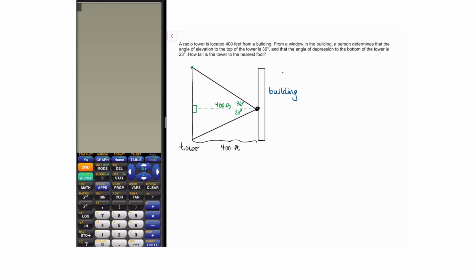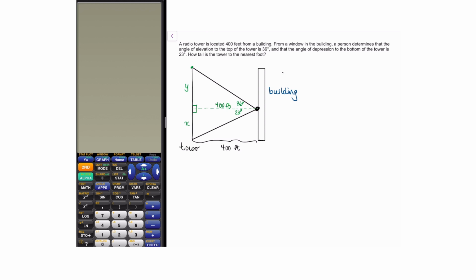Now, if I call this side x and I call this side y, I can find x and y separately, knowing that they are parts of right triangles. Looking at the angle and the side that we want and the side that's given, it looks like the tangent function is going to be very useful here.